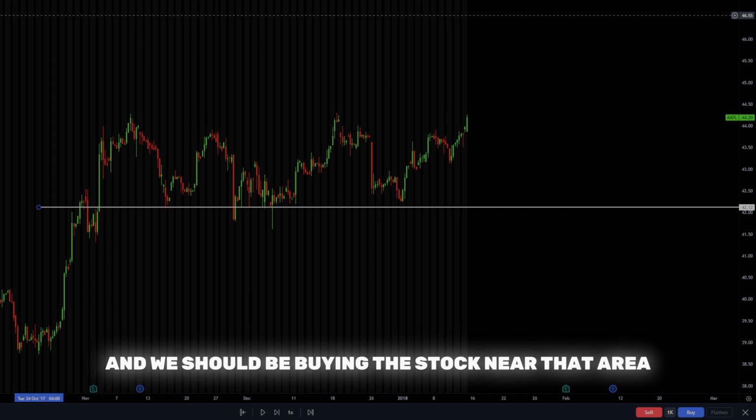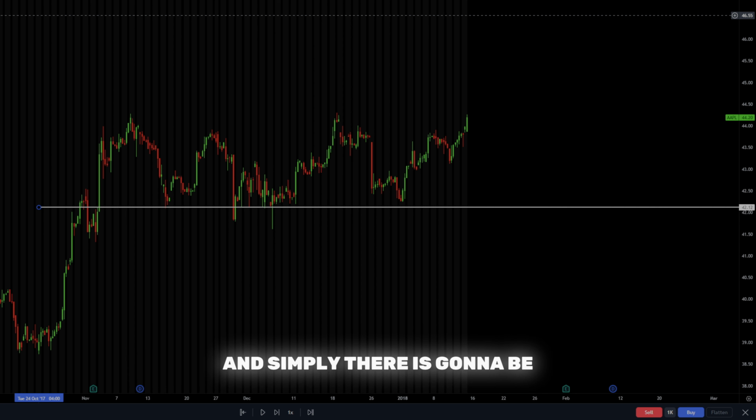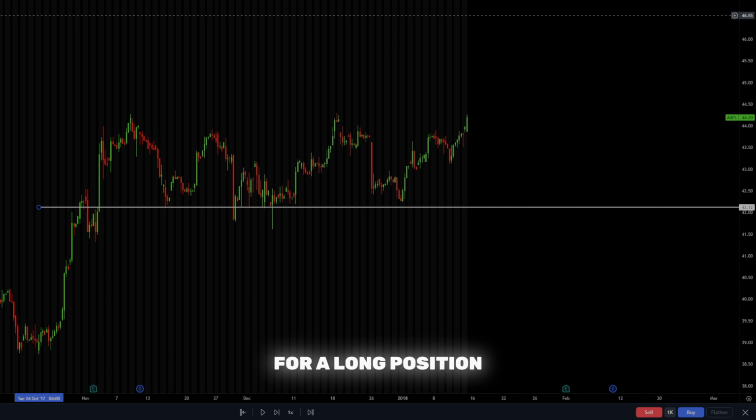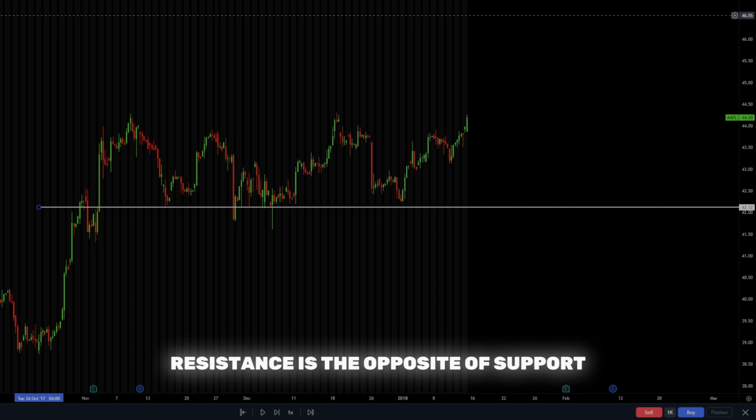stock near that area due to the fact that there's more liquidity and simply buyers are going to overpower sellers in that specific scenario. Therefore, in this example right here, this would be a great level to enter the stock for a long position, as buyers will try to hold the stock above this level and keep the stock from falling lower. Vice versa, resistance is the opposite of support.